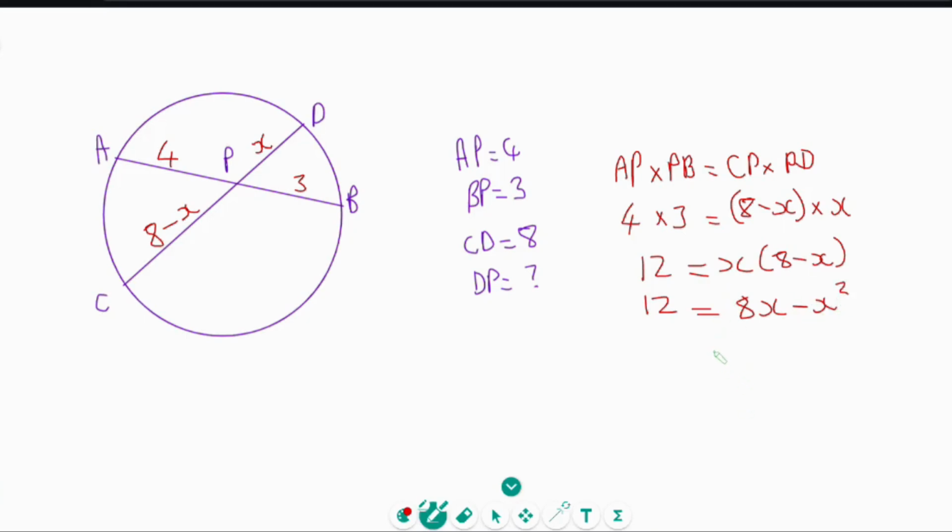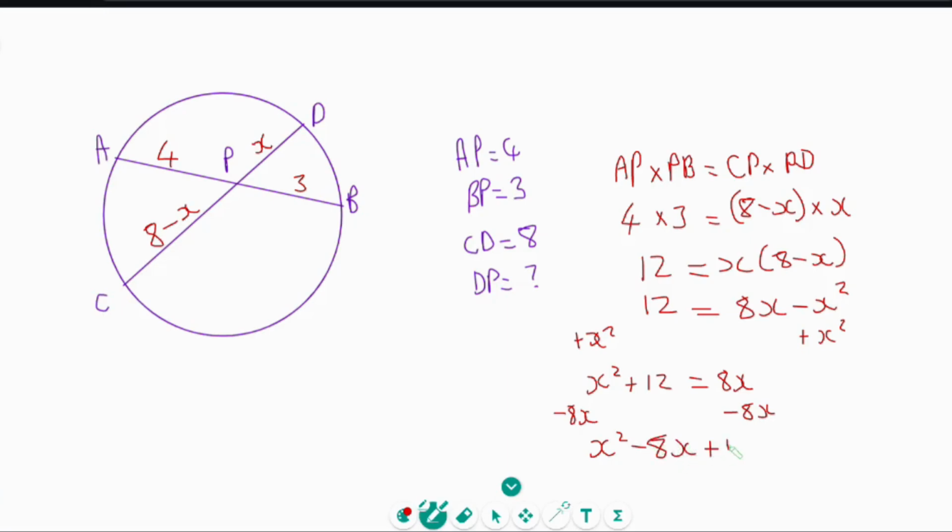A quadratic equation needs to be equal to 0. We want a positive x squared. So I'm going to bring everything over to my left-hand side by adding x squared to both sides, and I'm going to minus 8x off both sides. The reason I didn't take everything to the right is because I would have had a negative x squared. Don't want a negative x squared.